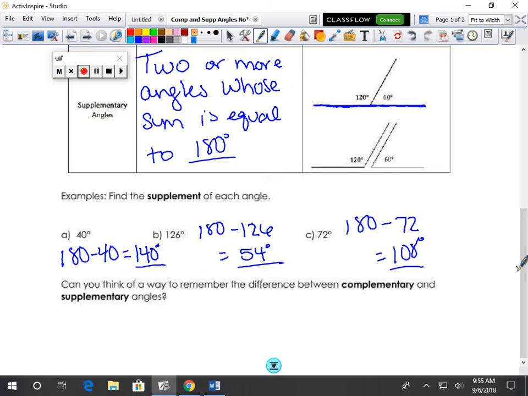Thinking of a way to remember the difference between complementary and supplementary angles, the way that I recommend is that complementary, C, comes before S, supplementary. So C before S, 90 before 180. Alphabetical and numerical order match up, respectively.